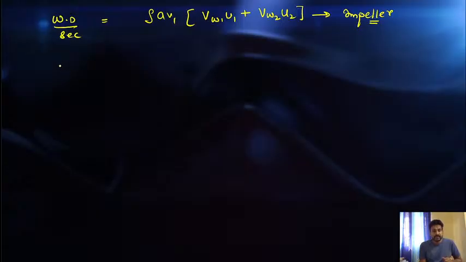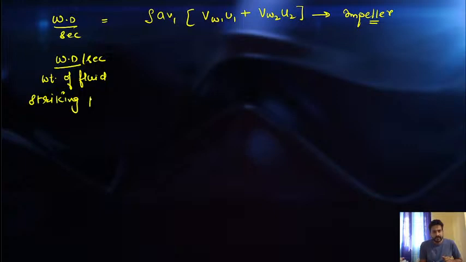Now if I'm interested in calculating the work done per unit of the weight of the fluid striking per second. Work done per second, what is it? It is the impeller work done per second, that is, how much work the impeller does in one second. In 1 second, how much work does the impeller do on the fluid, or you can say if it is water, on the water. Now I'm defining work done per second per weight of the fluid.